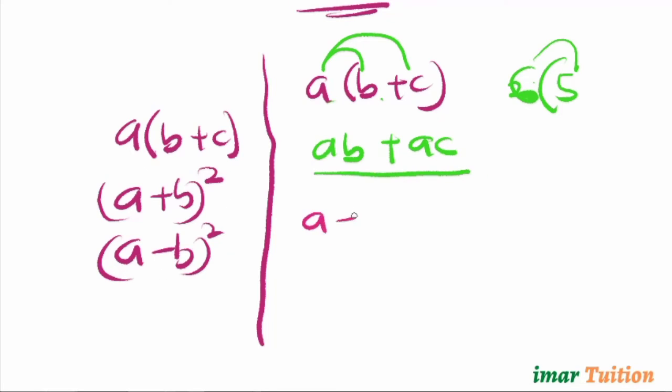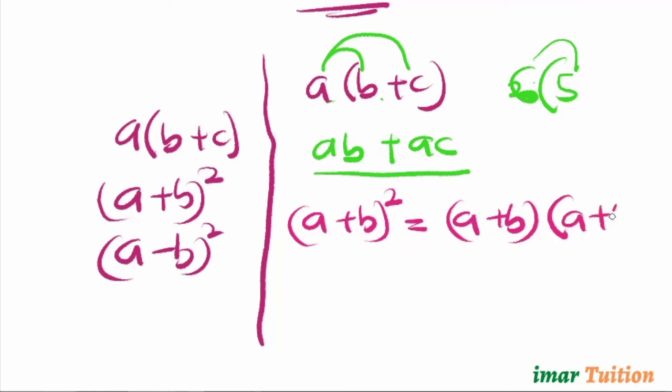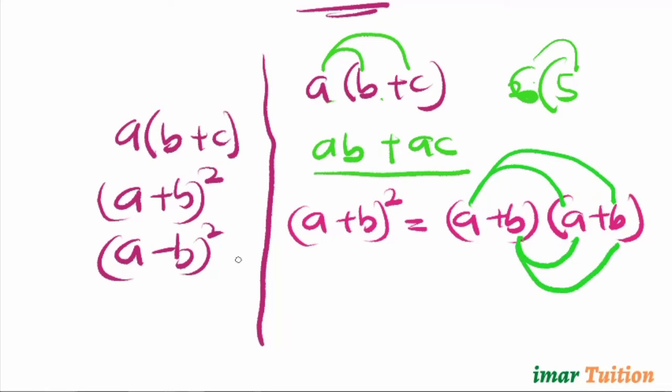Next one, we have a plus b squared. Squared means you do it twice. A plus b bracket a plus b. Here, a will multiply a and also multiply b. B will multiply a and also multiply b. Let's do that.